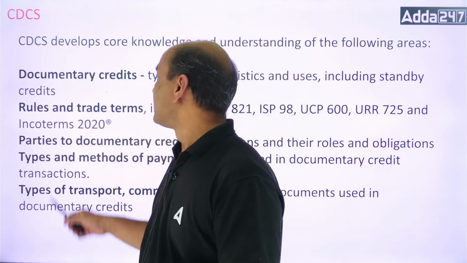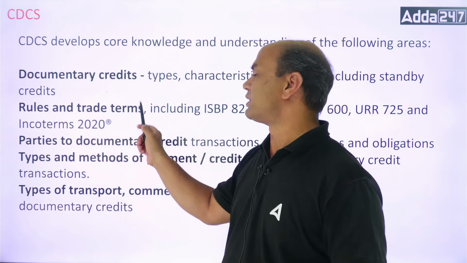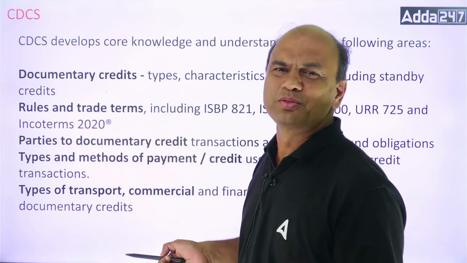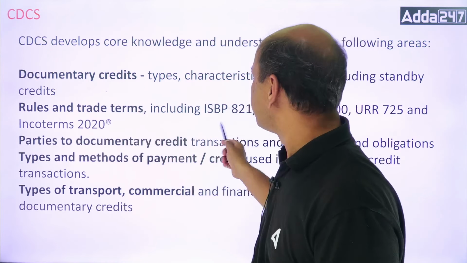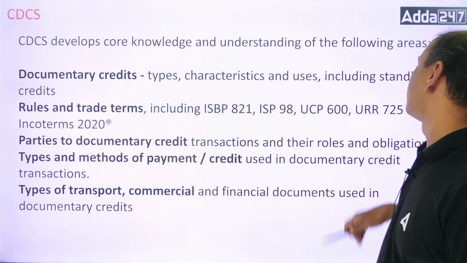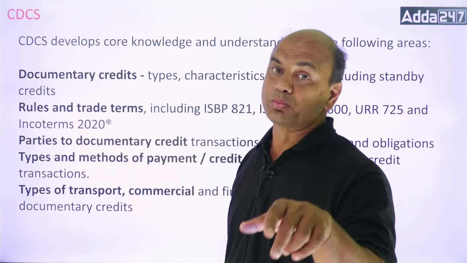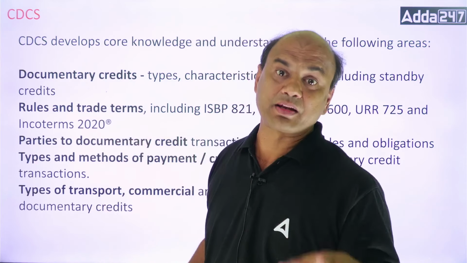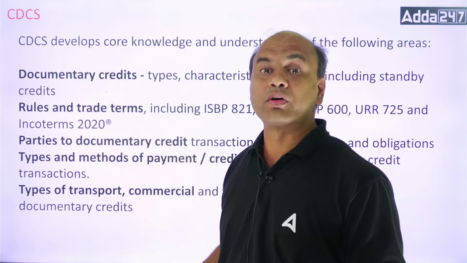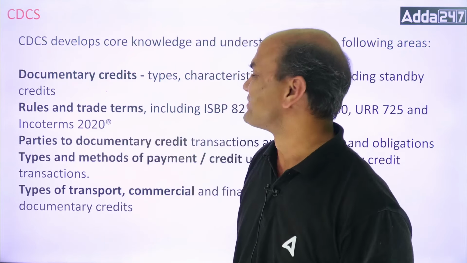Then CDCS covers rules and trade terms. Trade terms include the Incoterms, the latest ones. So ISBP 821, ISP 98, UCP 600, URR 725, Incoterms 2020 and EUCP 2.1 are included here, because EUCP is a major factor nowadays. With online banking, AI and blockchain technology, EUCP will be the future, isn't it?